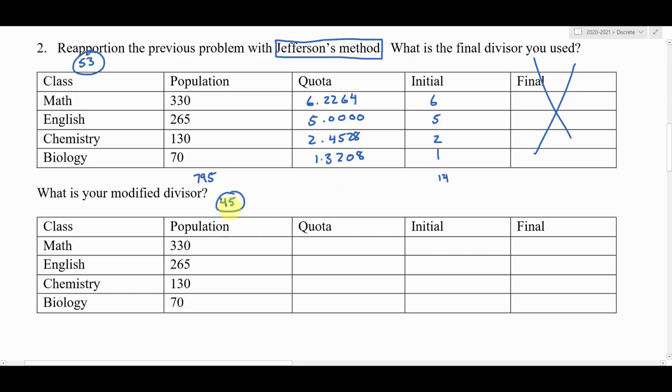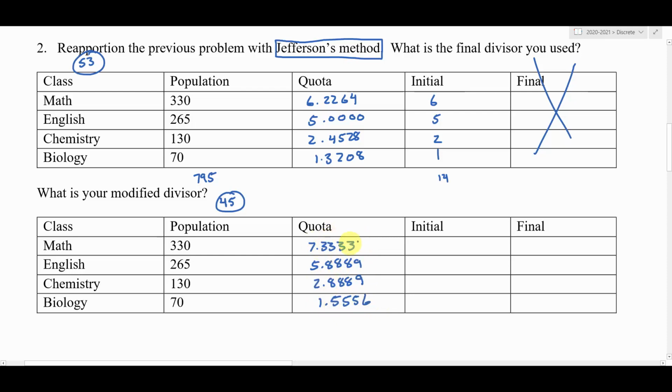After I've modified my divisor, I go through and do those divisions again to see what my new quotas are. So I do 330 divided by 45, then 265 divided by 45, 130 divided by 45, and so on. If I do that first one, I get 7.3333. For English, I get 5.8889. Notice I'm trying to stay consistent with how I round to that fourth decimal place. Then 130 divided by 45 gives 2.8889 again, and for the last one, 1.5556. So there's my quotas.